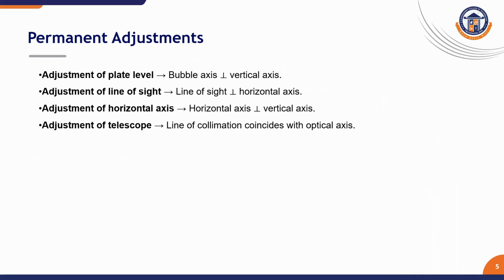Permanent adjustment. Beyond the temporary adjustments, a theodolite periodically requires permanent adjustment or calibration to ensure its fundamental axes maintain their correct geometric relationship.